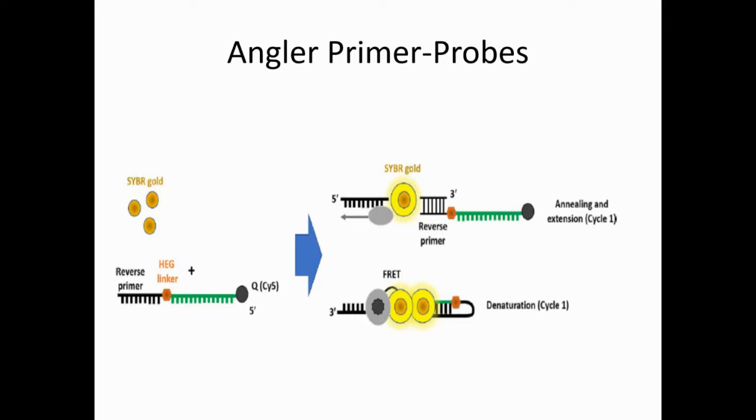And in the solution, the primer probe does not emit fluorescence because there is no donor fluorescent moiety close enough for the signal. When the angular primer probe binds to the target DNA during the annealing step, the DNA polymerase starts the extension of the 3' end reverse primer, and then during the denaturation phase, the specific sequence of the probe binds to the complementary region of the newly amplified DNA, producing a double-stranded DNA fragment, and therefore the SYBR Gold dye can intercalate to generate the fluorescence. And then the emitted fluorescence can be measured during the denaturation step in each cycle. That's the angular primer probe.